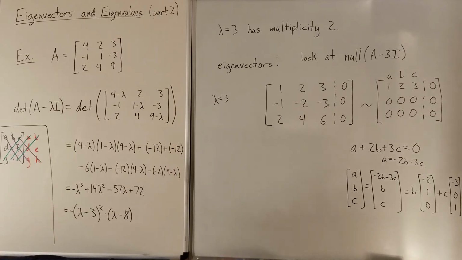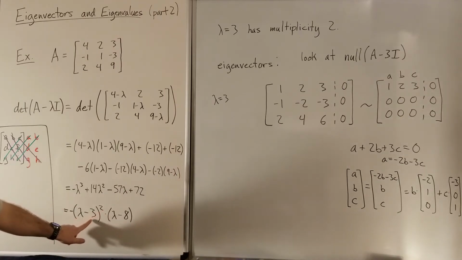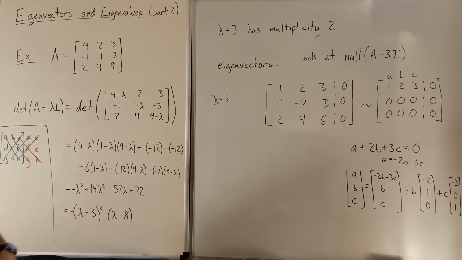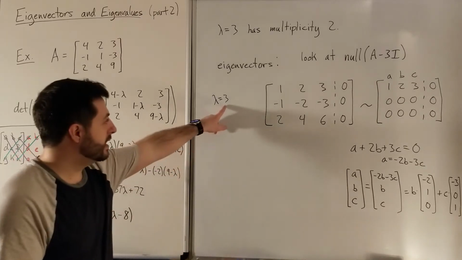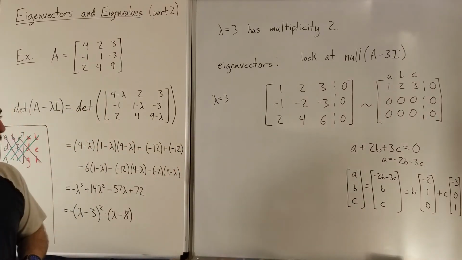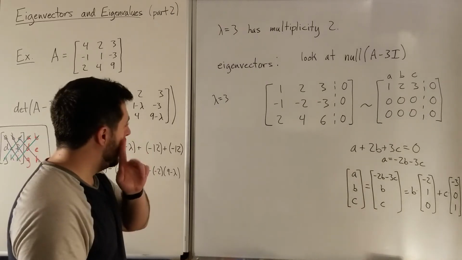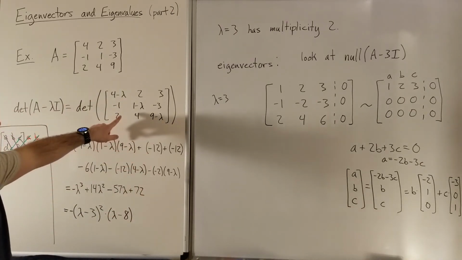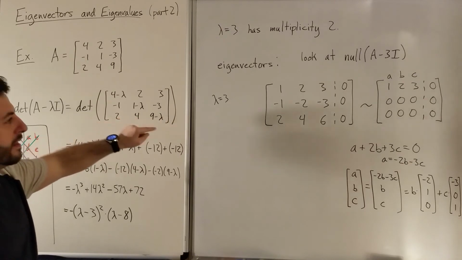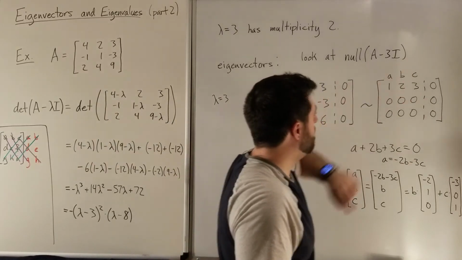Okay, so regardless, I want to focus on the fact that this lambda equal to 3 has multiplicity 2. So we're just going to look at the lambda equals 3 case and ignore the lambda equals 8. And we're going to take a look at the null space of A minus 3I.